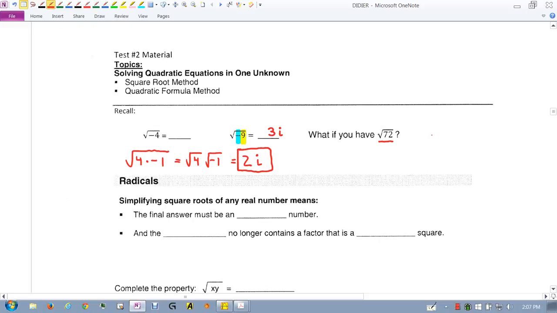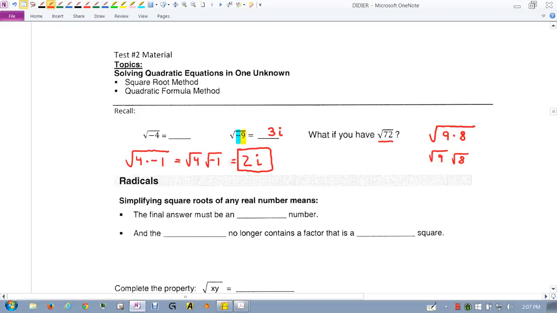And the reason is because you can rewrite 72 as what, 9 times 8? Do you agree? Is that the only way you could write it? There's a bunch of different ways you could write 72, right? Well, let's look at it this way. 9 times 8. Do you agree that that's square root of 9 times square root of 8?